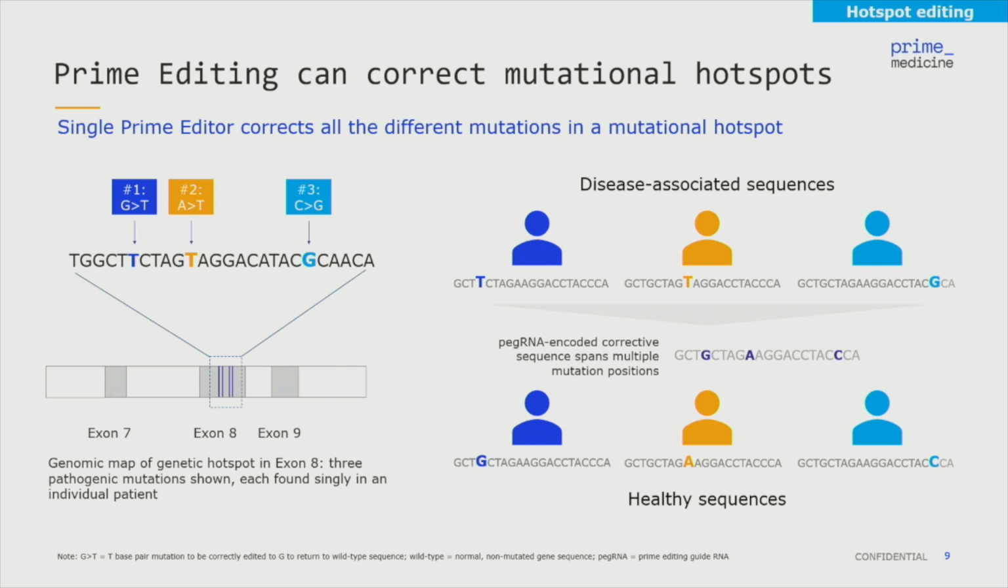So this is just a high-level schematic on how we can do hotspot editing. I think you're all familiar with some of these exons. This is not the CFTR gene, but you can imagine 4 different mutations in exon 8 here. We can develop a single editor. That single editor has a corrective sequence that corrects all of these different mutations. So you can develop a single product here, correct all the mutations in a single region.